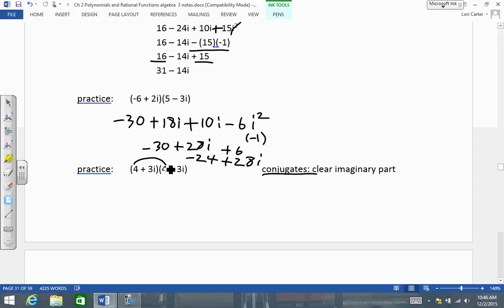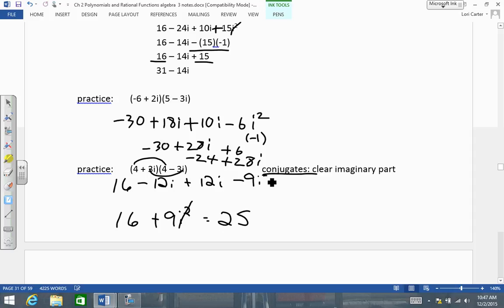So we take 4 times 4, which is what? 16. So this is what I could do. And 3i times a negative 3i is what? Negative 9i squared, which means that's 16 plus 9, which is 25. If you did the whole FOIL, 16 minus 12i plus 12i minus 9i squared. The 12i's cancel. So does it hurt to do the whole thing? No. Is it just extra work? Yes. All good?